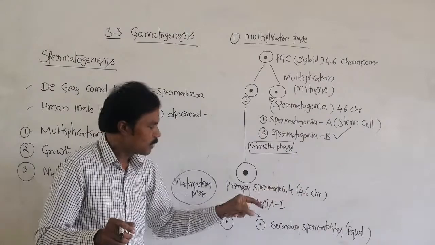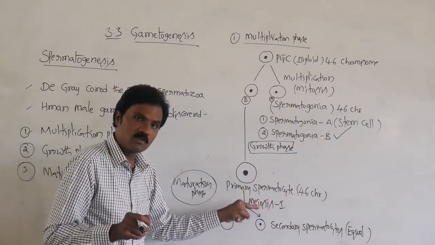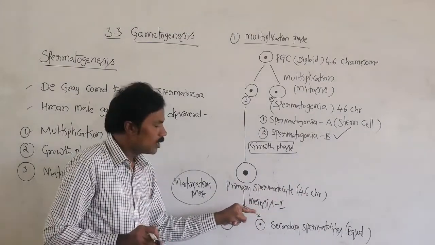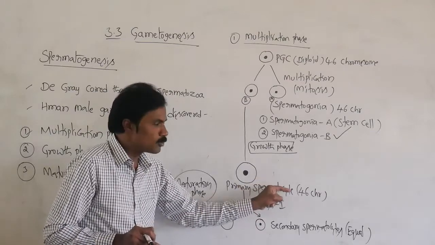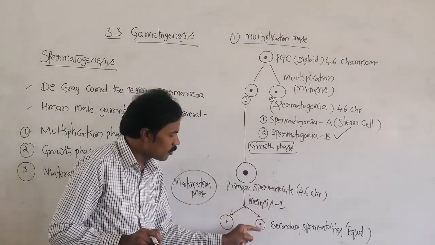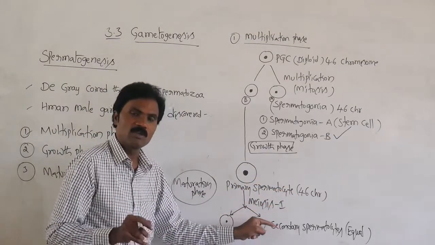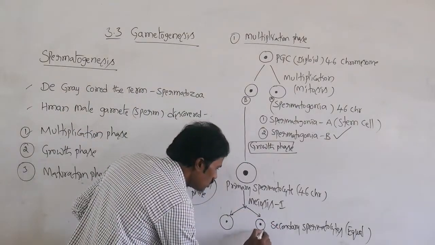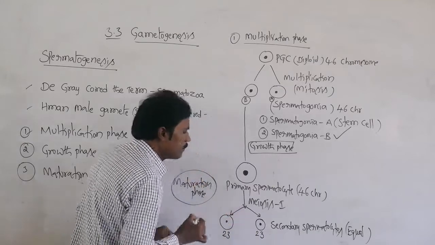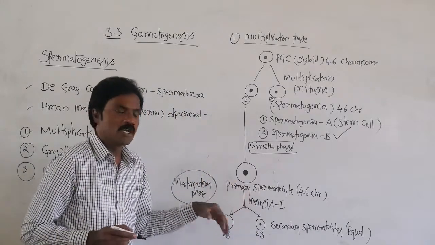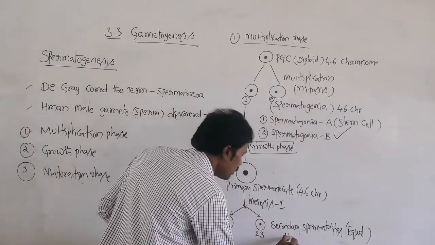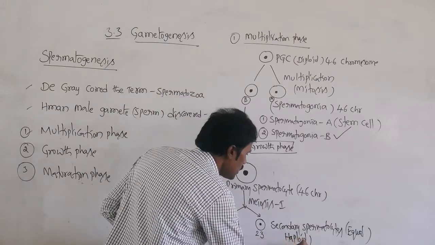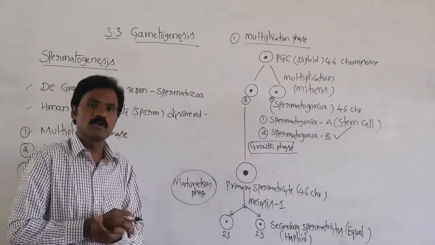What is the ploidy here? Here meiosis 1 takes place. Meiosis 1 means it reduces the parental chromosome number by half. What is the parental chromosome number here? 46. What is the number of chromosomes present in secondary spermatocytes? 23 each. This is 23, this is 23. So it represents the haploid number of chromosomes.